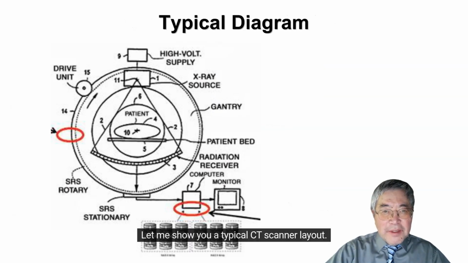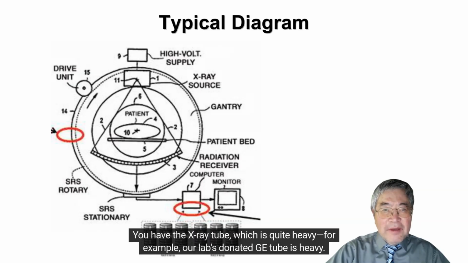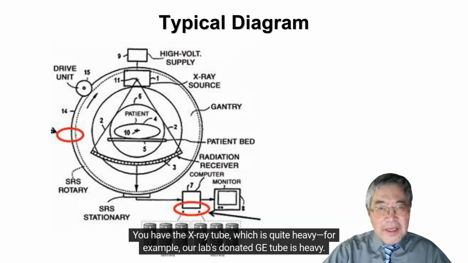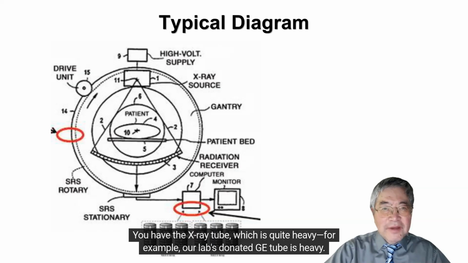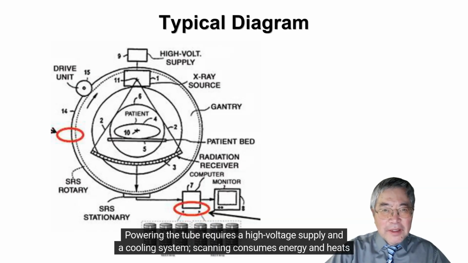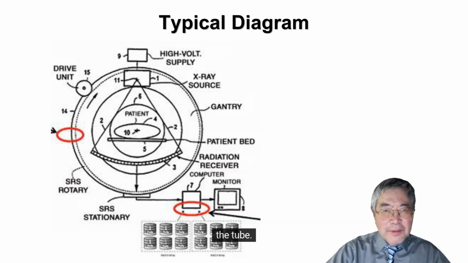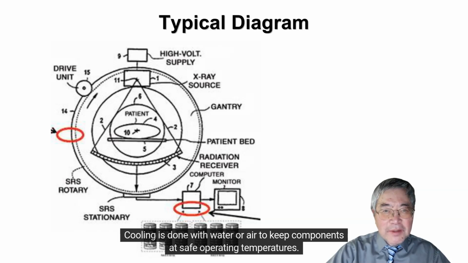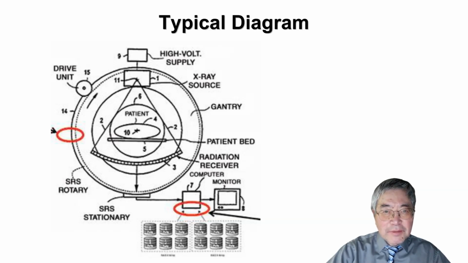Let me show you a typical CT scanner layout. You have the X-ray tube, which is quite heavy. For example, our lab's donated GE tube is heavy. Powering the tube requires a high voltage supply and a cooling system. Scanning consumes energy and heats the tube. Cooling is done with water or air to keep components at safe operating temperatures.